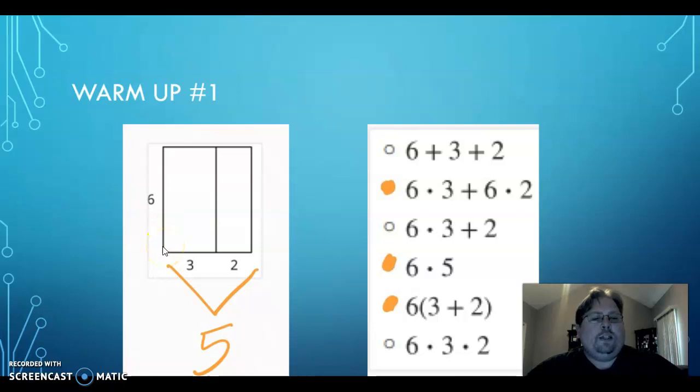Now, the last one that you see marked with the little orange dot is 6 in parentheses 3 plus 2. What that means is we're going to add that 3 plus 2 first. So 3 plus 2 is 5, and then multiply it times 6. So essentially, it's the same as this one. We're just separating that 5 into 3 and 2.